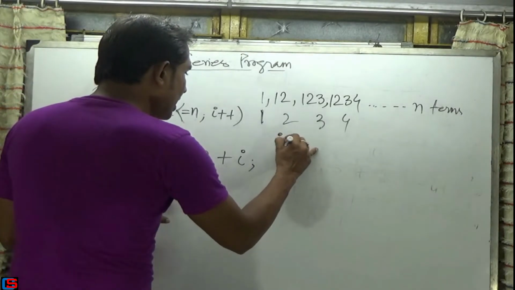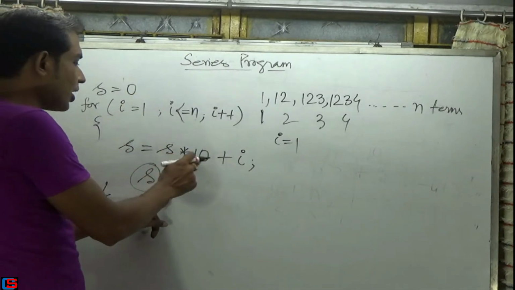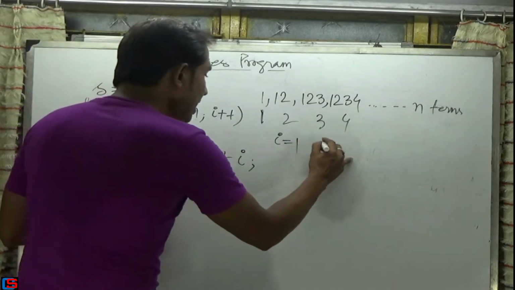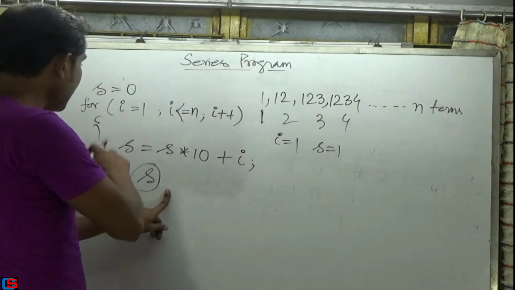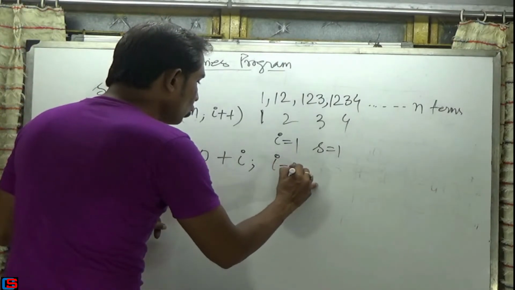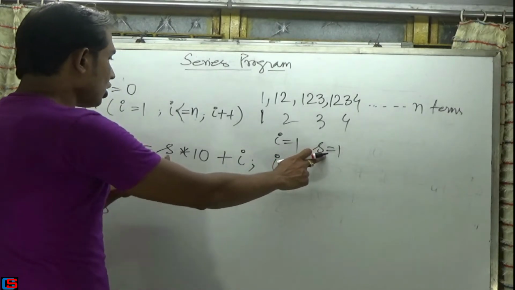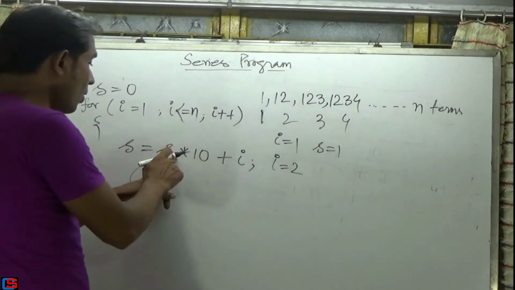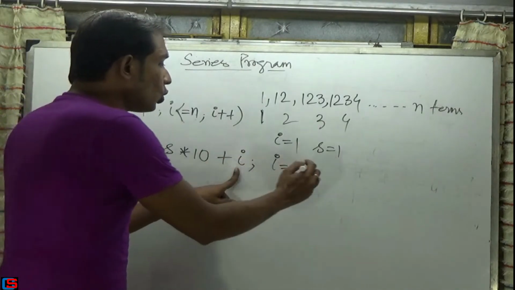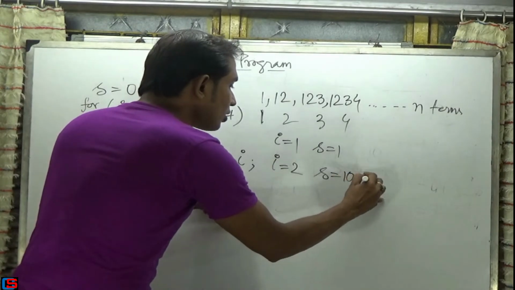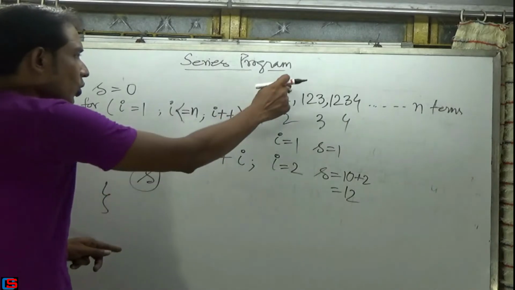If i equals 1, then s equals s into 10. The initial value of s is 0, so 0 into 10, 0 plus i, so s becomes 1 and s is printed, so 1 is printed. Then the loop increases and i becomes 2, and then s into 10. The current value of s is 1, so 1 into 10 becomes 10, plus i which is 2, so s becomes 12, and s is printed. So 12 is printed.